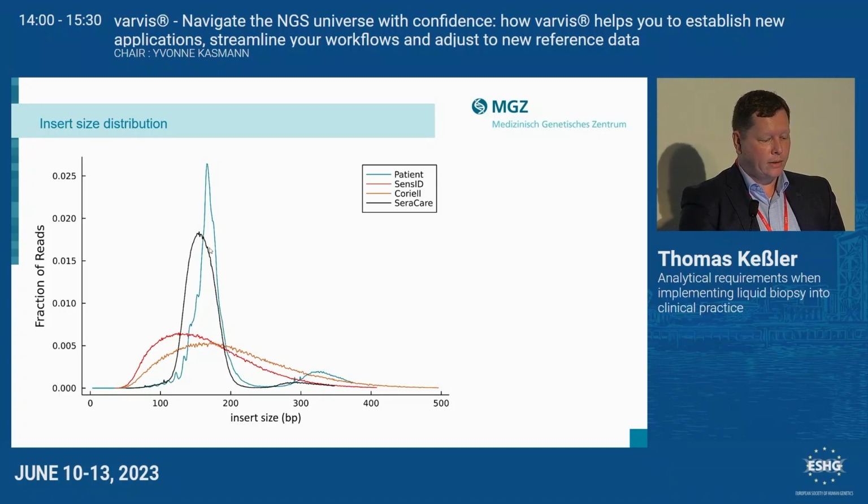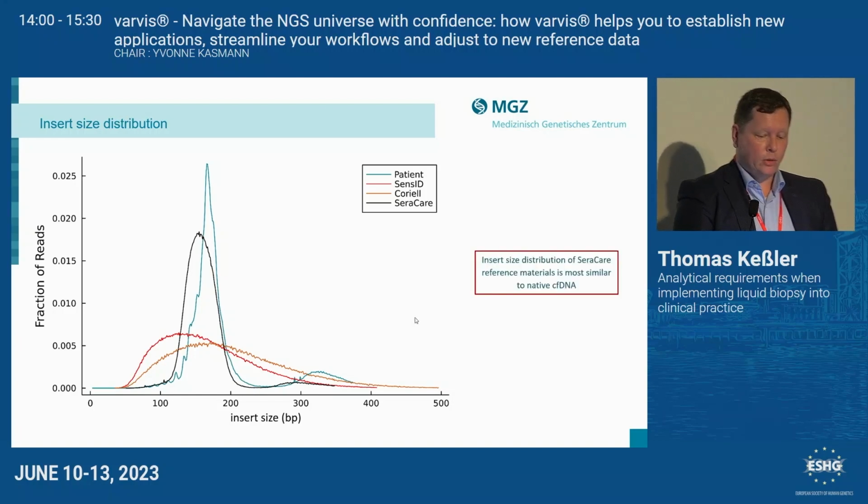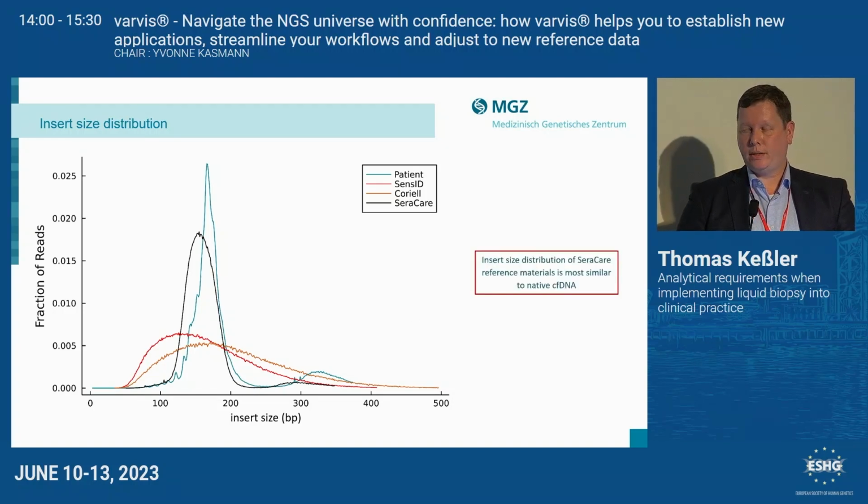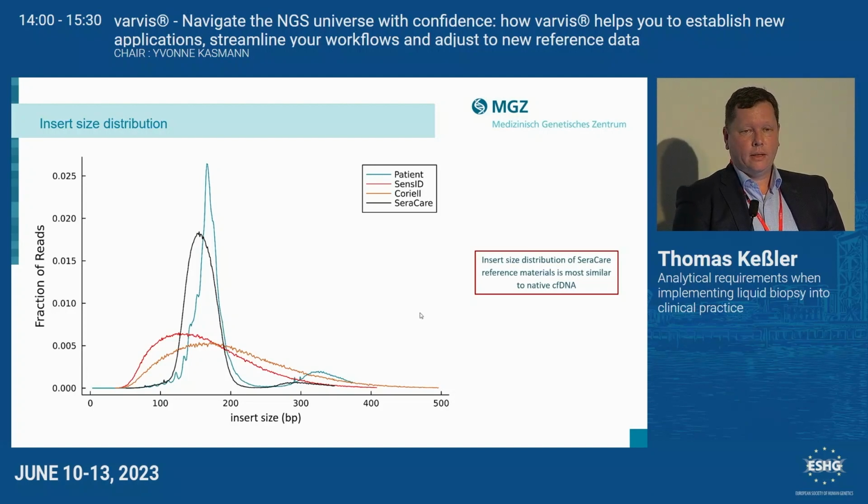For example, here you see that a similar distribution can be seen with the SeraCare reference material, but that the SenseID and Coriell materials are a bit more widely distributed. This is actually a hint that if you want to validate your cfDNA extraction methodology in the lab, you should make sure that the reference material you're using is close to the patient situation.